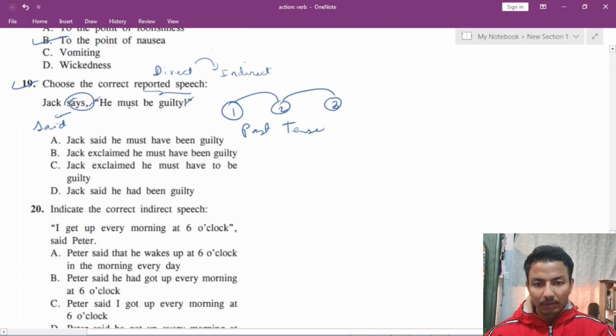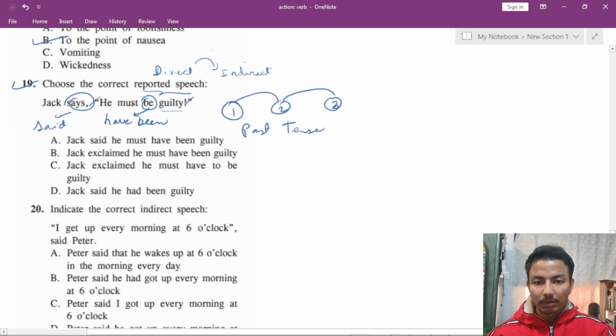He will remain, must will remain be. So be in the past tense is have been. The past tense of be is have been. And here, guilty. Just doing that also, we are able to solve.